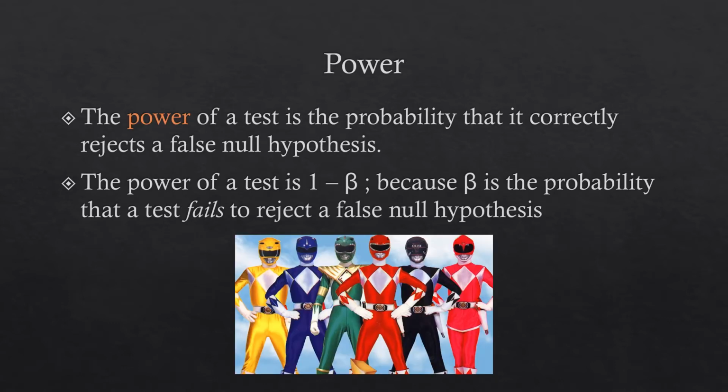So I mentioned power a little bit earlier. Again, power is the probability to correctly reject a false null hypothesis. If that null is not true, it is our ability or probability of correctly rejecting it. All you need to know about power for now is that power is equal to 1 minus beta, because beta is the probability that a test fails to reject a false null hypothesis. So the complement of that would be 1 minus beta.